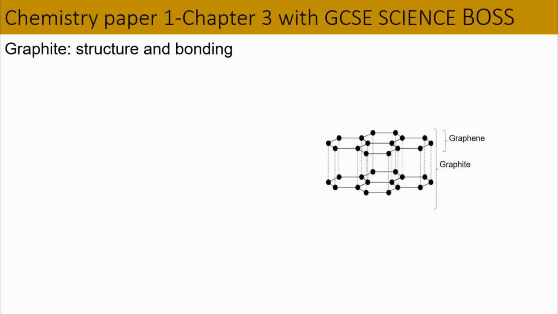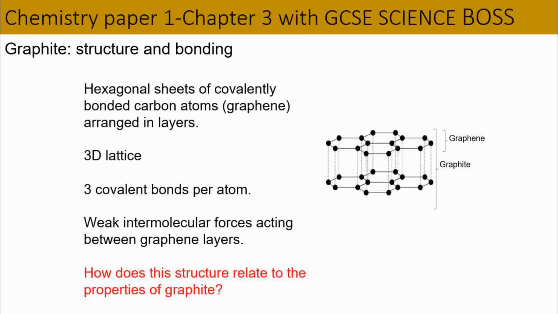So let's look at graphite structure and bonding. Key points: it's hexagonal. It has a 3D lattice, and each atom has 3 covalent bonds, which therefore means that one electron is free. It also has weak intermolecular forces between the layers. So here, between the layers, it has weak intermolecular forces.